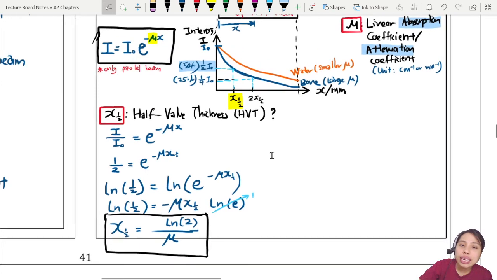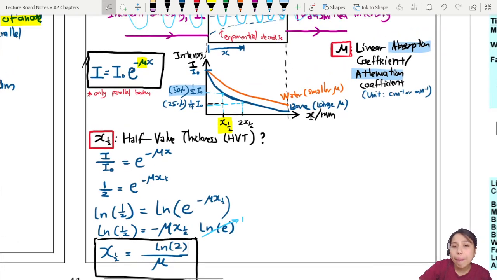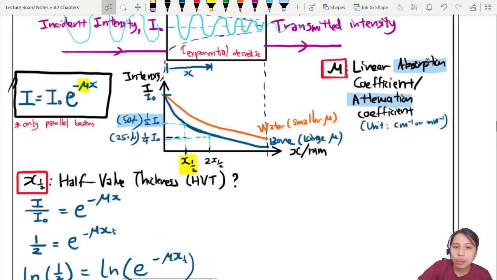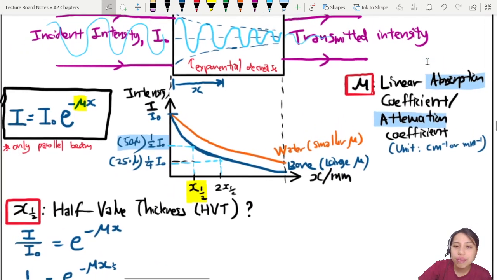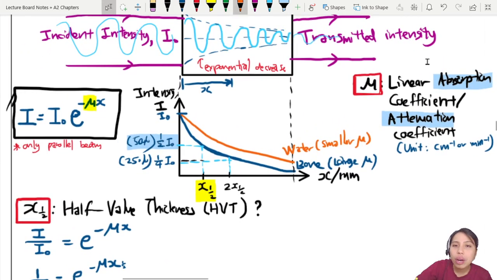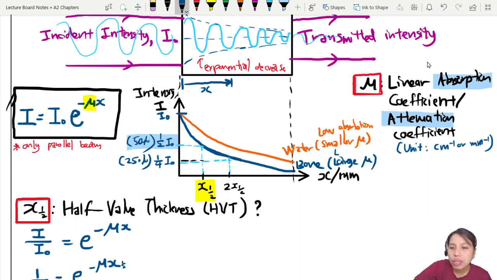So that is the idea of attenuation. Basically like damping, energy loss, or the proper term in X-ray is absorption. The orange curve, low absorption. Smaller mu means low absorption or attenuation. Whereas the bone, wow, a lot of X-ray lose energy when they go through the bone. So this one is large absorption, large mu.